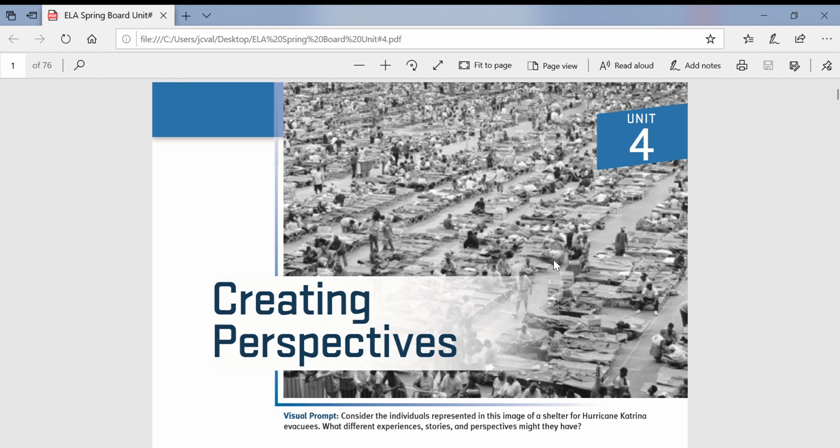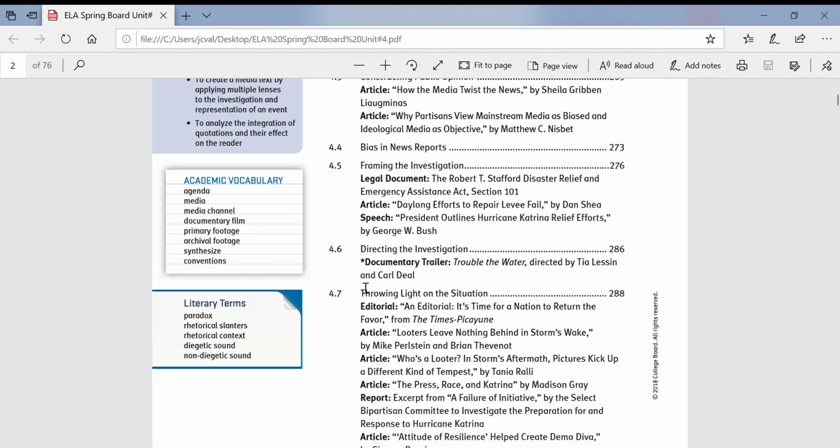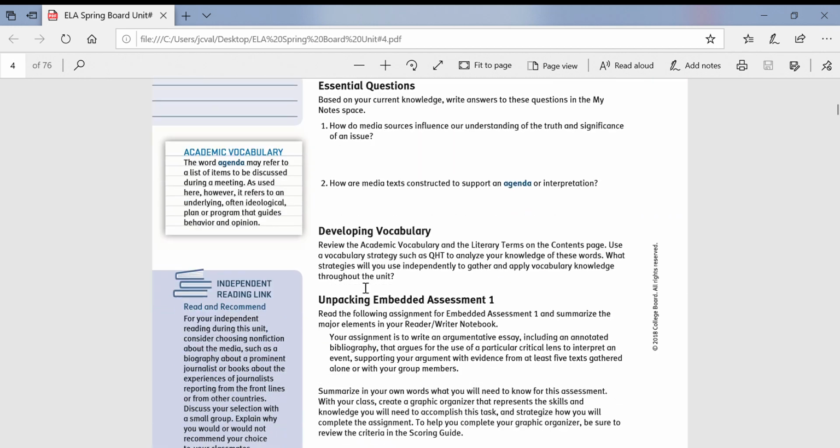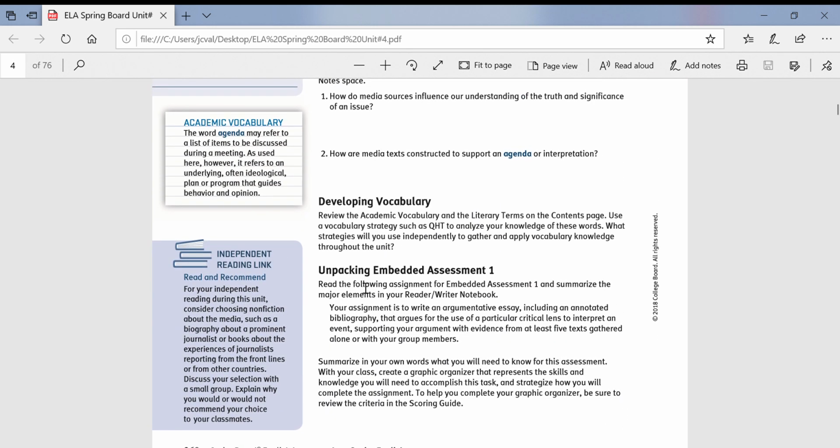For today, I'm going to show you how to do it on a Word document. So we're going to open up Unit 4, which is posted on ESB for you if you don't have your books, just like they have been all year. We're going to scroll down to 4.1, which is on page 260, and let's go ahead and read our embedded assessment.